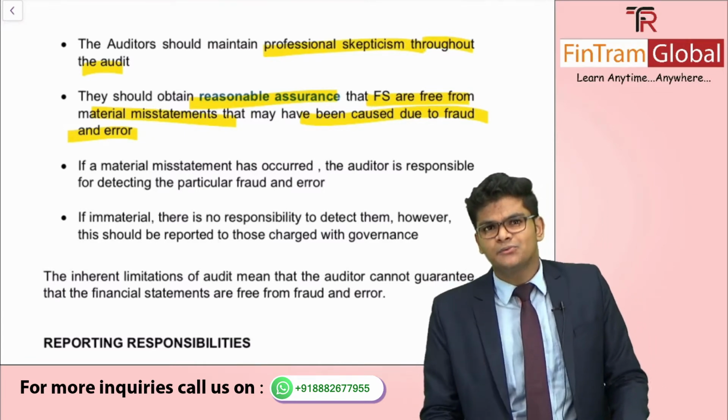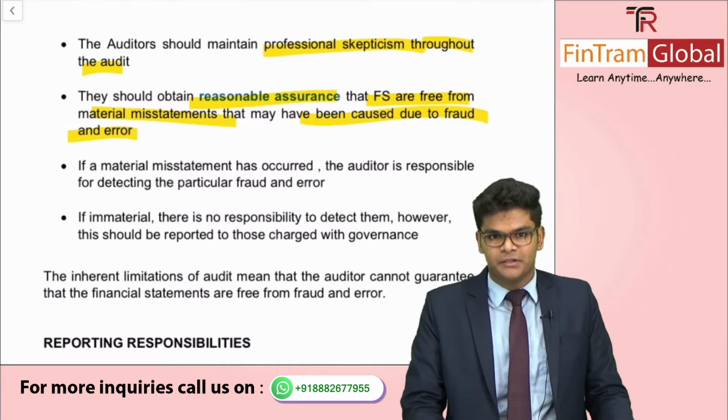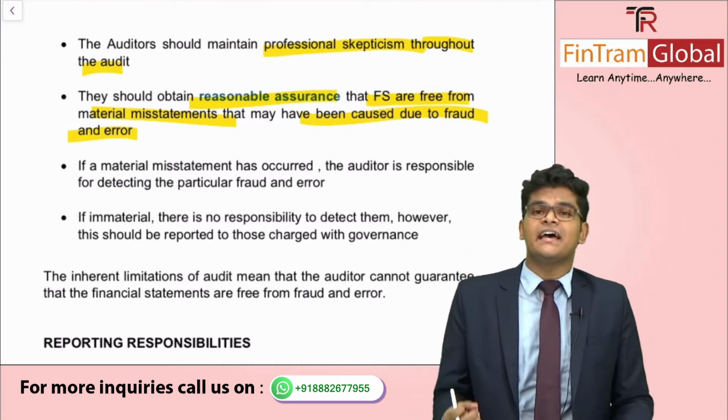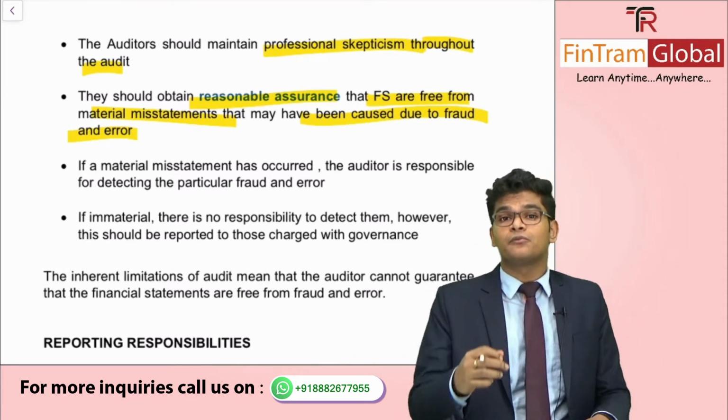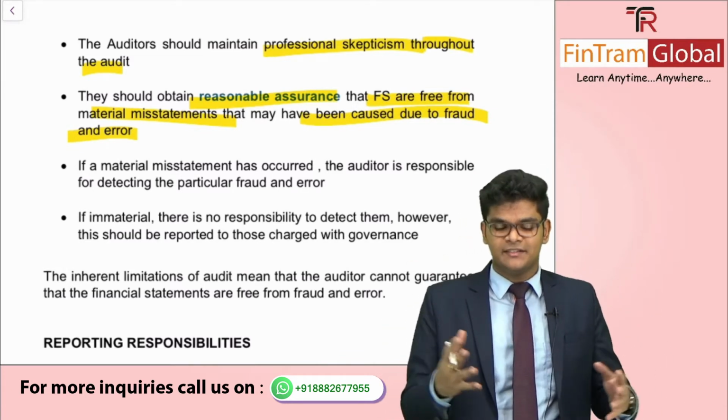activity, isn't it? So what we have to do here is basically simple. Okay, folks, we just have to provide a reasonable assurance that the financial statements are not necessarily misstated due to a fraud or error activity. Okay, folks, that's basically the thing.